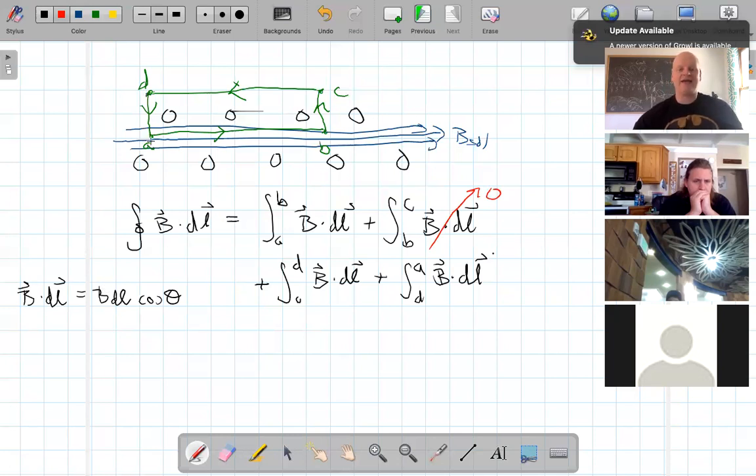Going from D to A is exactly the same thing. What's happening here again is that the magnetic field points this way. dL points downward in the perpendicular direction, which means these are perpendicular to each other. So this one is also equal to 0.